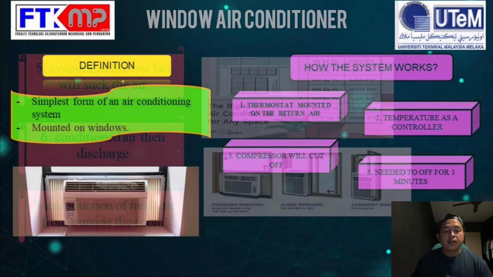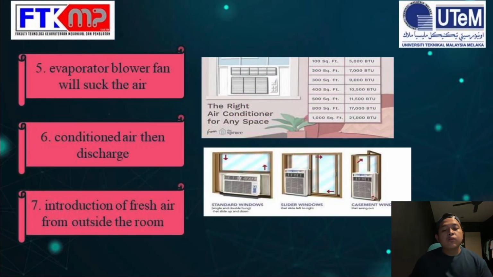being damaged. The evaporator blower fan will suck the air from the room to be conditioned through the air filter and the cooling coil. Conditioned air is then discharged and delivers the cool and dehumidified air back to the room. The last step is the introduction of fresh air from outside the room through the damper, which is then mixed with the return air from the room.